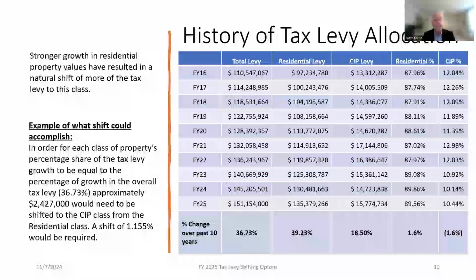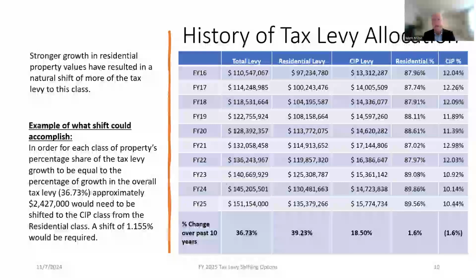And that's because the growth in value of the residential class has outpaced the growth in value of the CIP class. So, for example, what a community could accomplish with adopting a split tax rate would be, if they wanted to equalize the percentage growth in the tax levy for all classes, and by that I mean the residential levy would go up 36.73%, as well as the CIP levy going up 36.73% over this 10-year period.